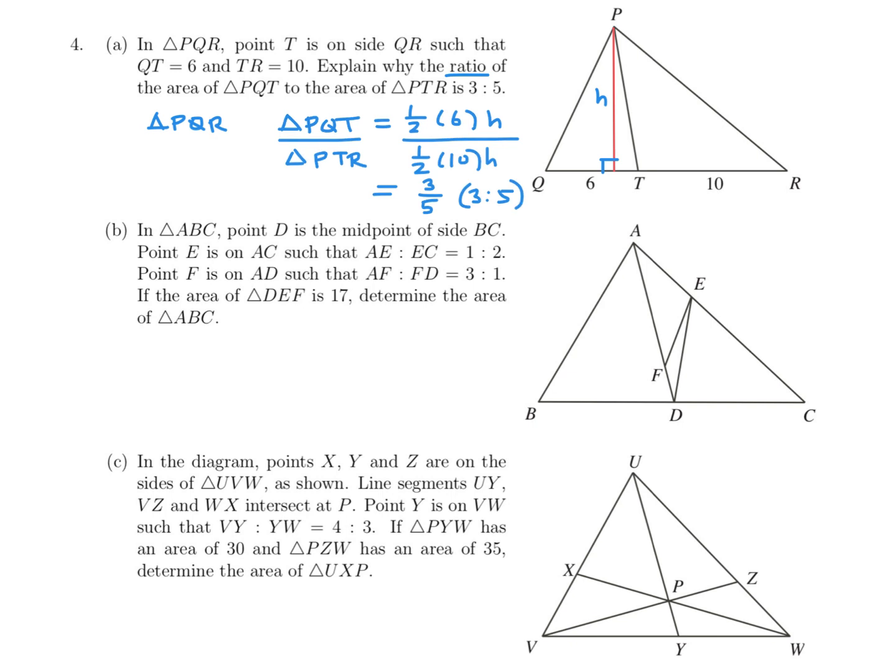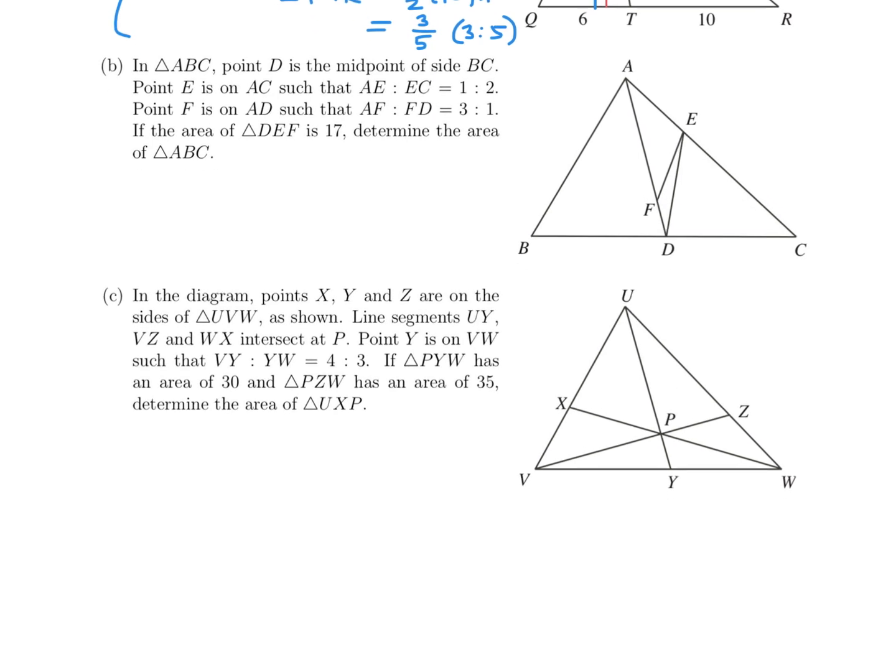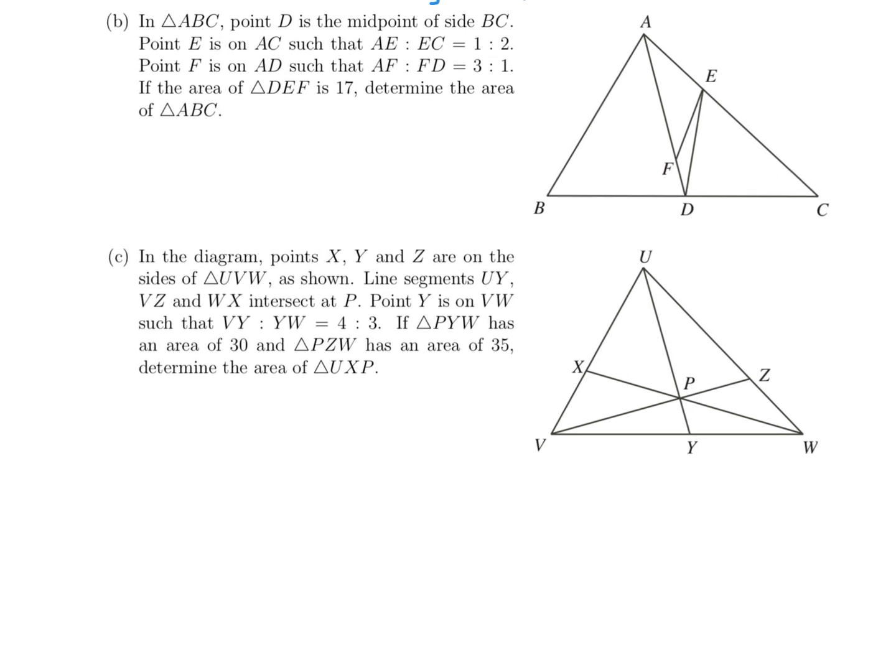So part A leads into part B and part C, because first they wanted you to understand how you can draw that altitude and use it for both triangles, and then get a ratio. And you'll see in part B that you're going to be doing the same kind of thing, but it's a little bit more complicated. All right, so here we go with part B.